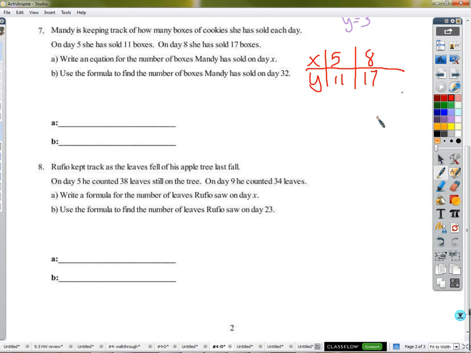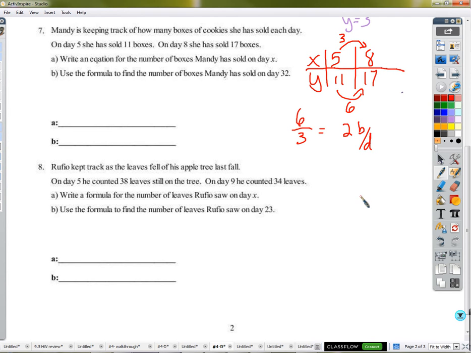Okay, so we write a formula, or a misspelled word, equation. Should fix that. So write an equation for the number of boxes Mandy has sold on day X. Well, the number of days changes by 3. The number of boxes of cookies changes by 6. 6 boxes every 3 days is 2 boxes a day. She sells 2 boxes per day.